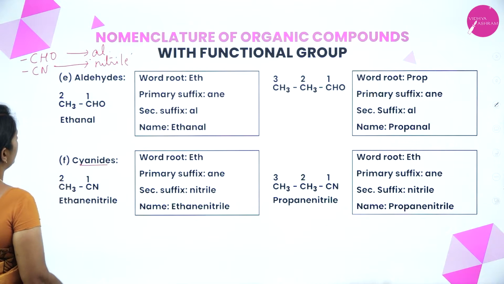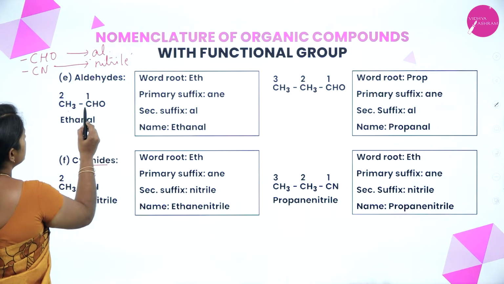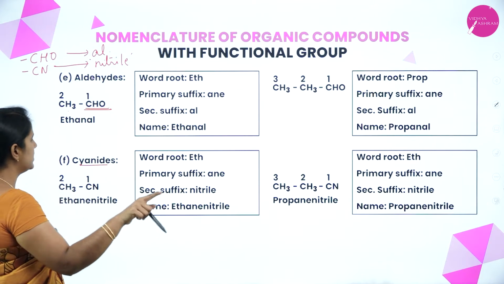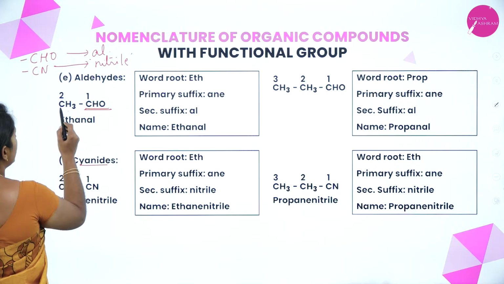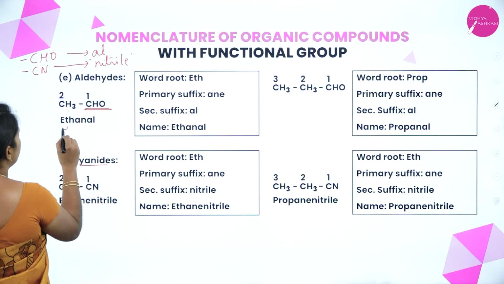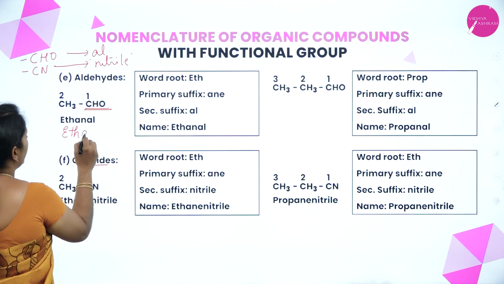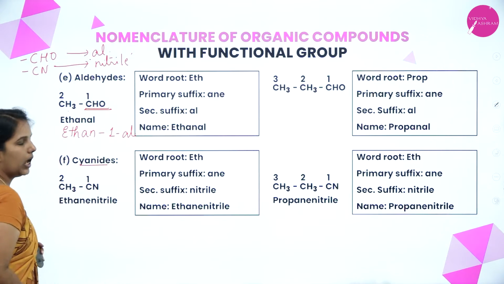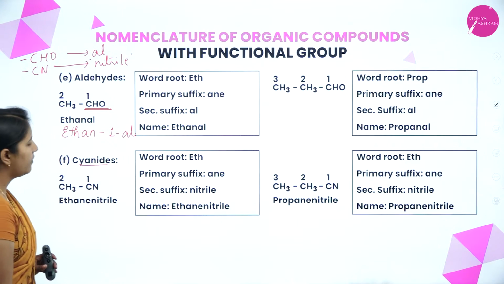Now look at the example. CH3CHO. This is a functional group and it is also containing a carbon, so it should get the least number. So it is named as ethanal, because 2 carbons, ethan-al, ethanal. Next we have one more example.